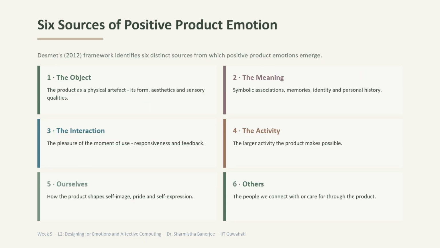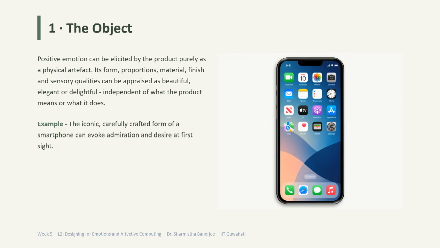So we will get started with these 6 sources of positive product emotion. These are the object, the meaning, the interaction, the activity, what we feel of ourselves when we use it, and what we feel because of others involved in it. So let's look at some examples.